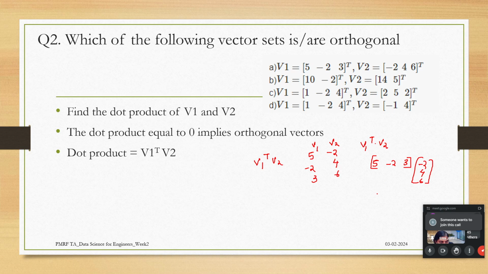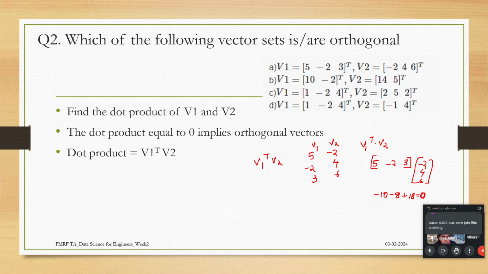This will come to minus 10 minus 8 plus 60 plus 18. So the answer will be 0. Similarly you can check everything.